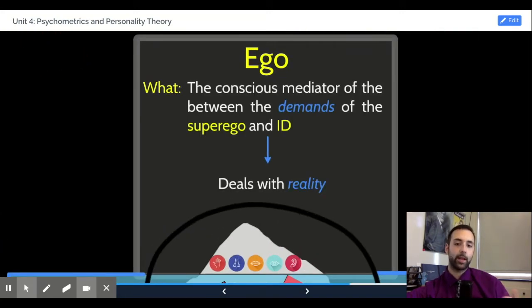First, we'll start with the ego. Again, I like to visualize this with an iceberg, so this is above the surface. The ego is what other people see in your personality, but it's specifically the conscious mediator of the demands between the superego and the id.